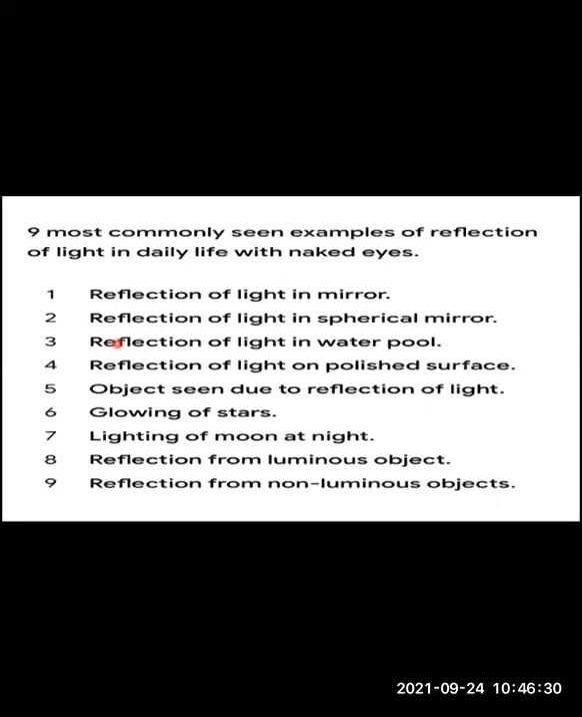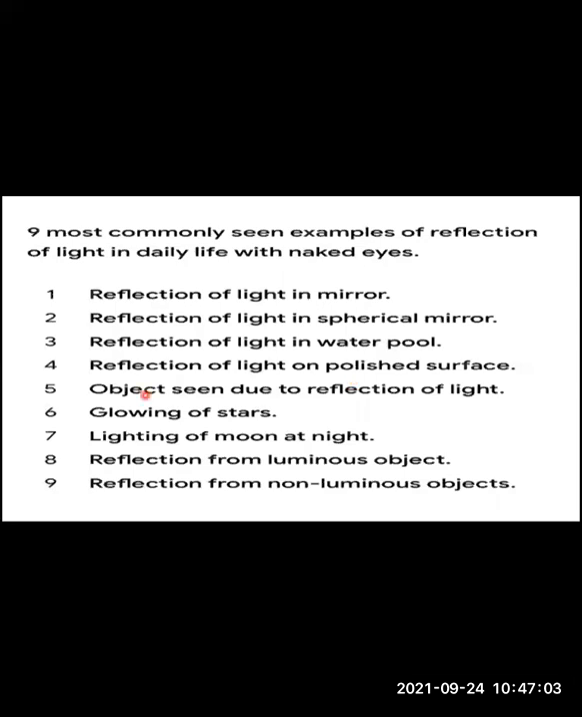Reflection of light in the water pool. Definitely you can see a water pool, or you can also say a surface of a river. You are able to see the objects that are surrounding the water pool, or the riverbed. Reflection of light on a polished surface. You can take any metal, and if the surface of the metal is polished, you are able to see objects on the polished surface of the metal.